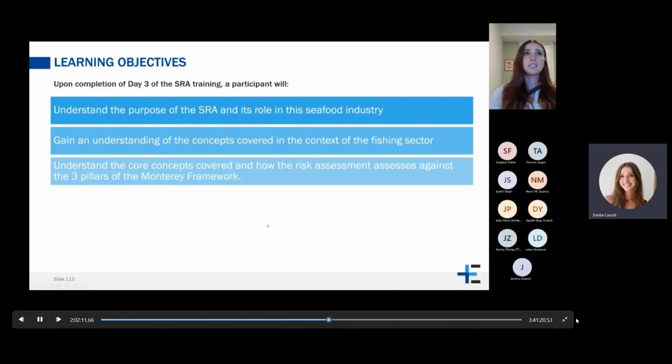So the learning objectives for day 3, first and foremost, to understand the purpose of the SRA and its role in the seafood industry, and to gain an understanding of the concepts covered in the context of the fishing sector, and then also how these concepts are covered by the risk assessment framework based on the 3 pillars of the Monterey framework. So these are the principles of the SRA.